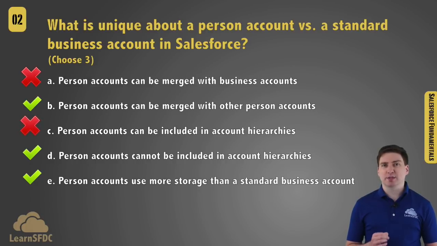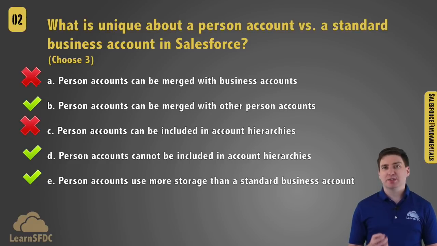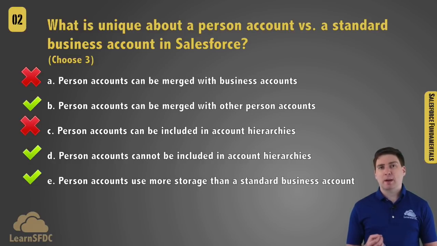C is incorrect because a person account cannot be included in account hierarchies. This is because person accounts are not allowed to have direct relationships with other accounts or contact records. There is a feature that enables contacts to link with multiple accounts. You can use this feature to create indirect relationships between a person account and another person account, or a business account, or even a contact record.